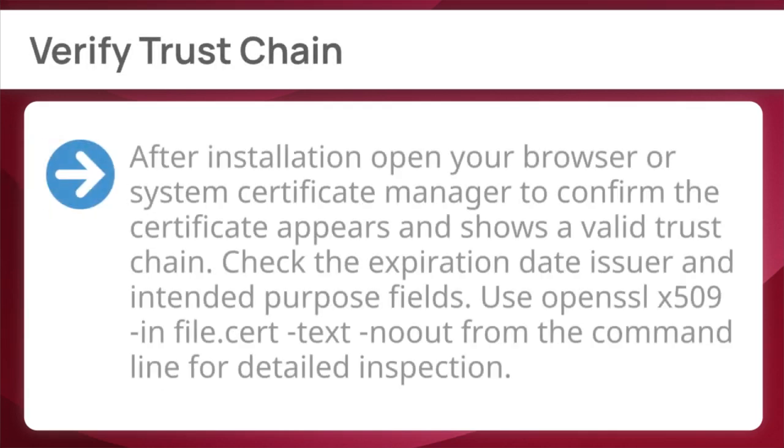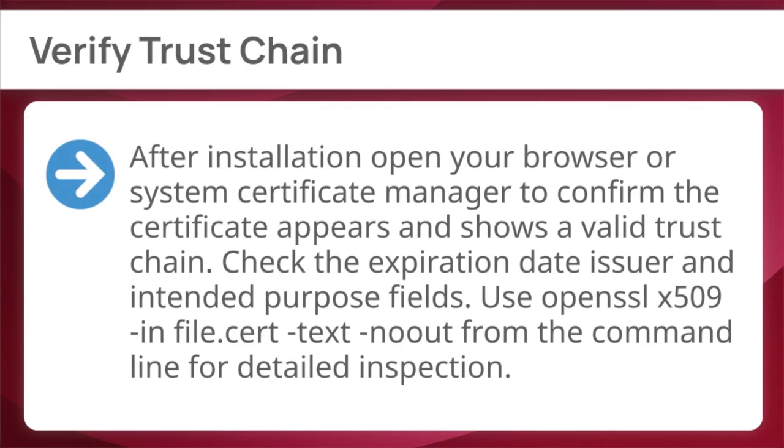Finally, verify the trust chain. After installation, open your browser or System Certificate Manager to confirm the certificate appears and shows a valid trust chain. Check the expiration date, issuer, and intended purpose fields. Use openssl x509 -in file.cert -text -noout from the command line for detailed inspection.